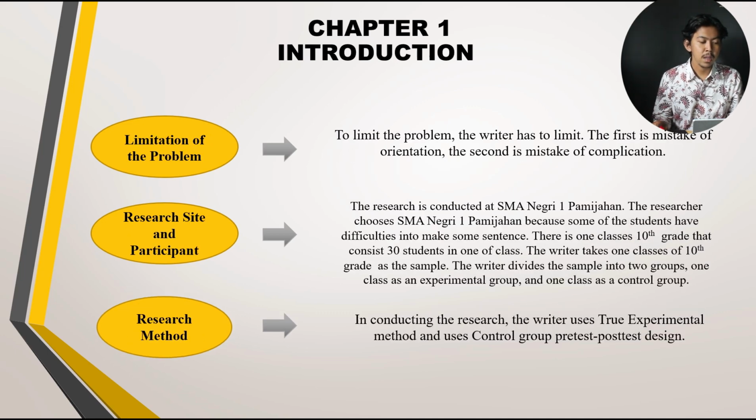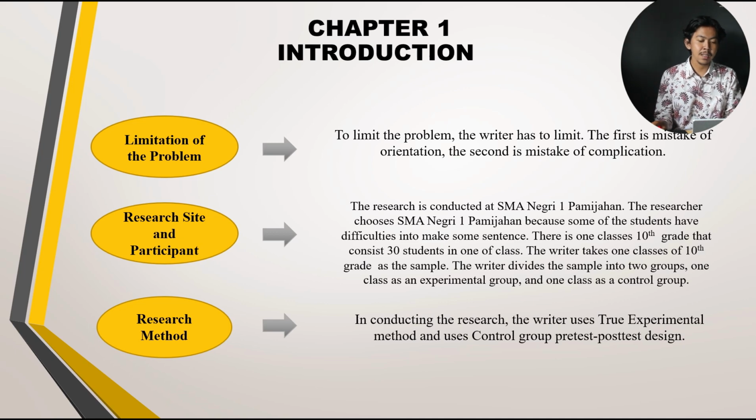Okay, next is limitation of the problem. To limit the problem, the writer limits the first, mistakes of orientation, and the second, mistakes of complication. And research site and participant. The research is conducted at SMA Negeri 1 Pamijahan. The researcher chooses SMA Negeri 1 Pamijahan because some of the students have difficulties in making sentences.